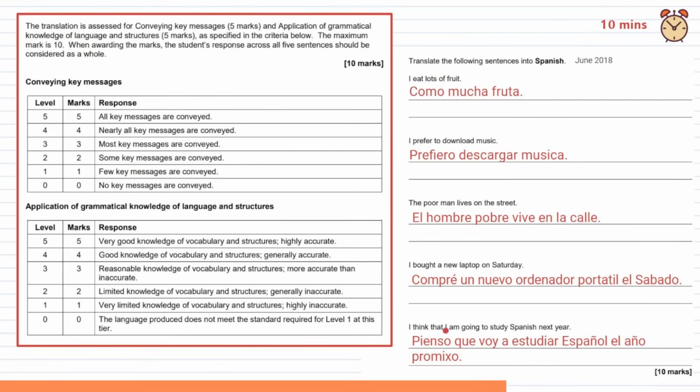Lastly, I think I'm going to study Spanish next year. "Pienso que voy a estudiar español el año próximo." There are other ways of saying next year, like "el año que viene". And that's a translation question. The sentences do normally get trickier as they go on, and more tenses get involved.